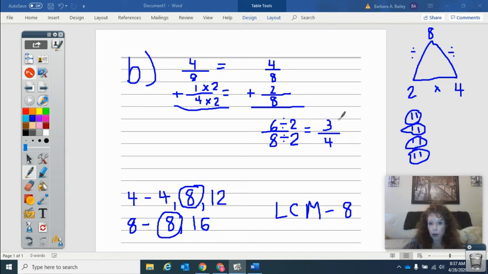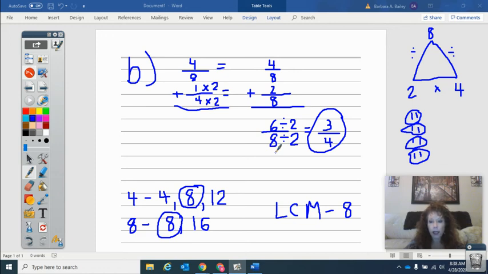So 3/4 is my final answer to 4/8 plus 1/4 is 3/4. And that's how you would want your answer to be, and that's the answer you would see if this was an assessment, multiple choice, or anything like that. You're going to see 3/4 as an answer choice, not 6/8, because they're going to put fractions in simplest form.